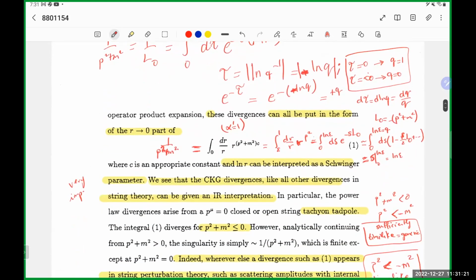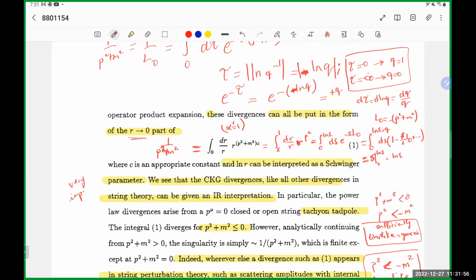Now, using the operator product expansion of any 2-point and 3-point function, I can put these divergences in the form of the R goes to 0 part. This is the limit where R goes to 0, so R is small. I think of this as dz by dz, basically this is standard. z is a coordinate on the world sheet, and what you're looking at is the Schwinger propagator.